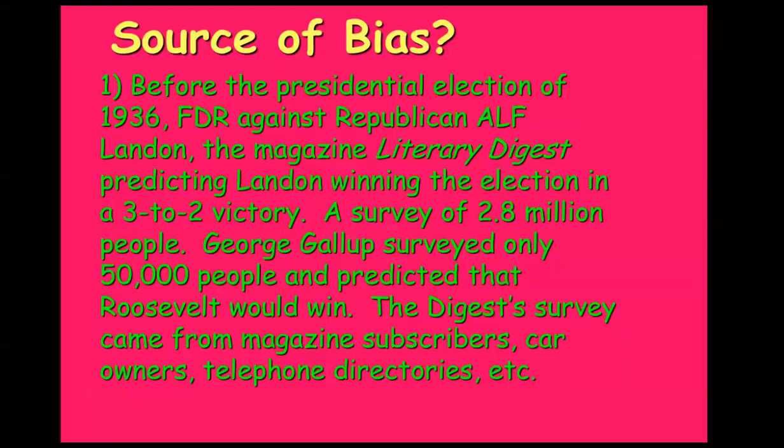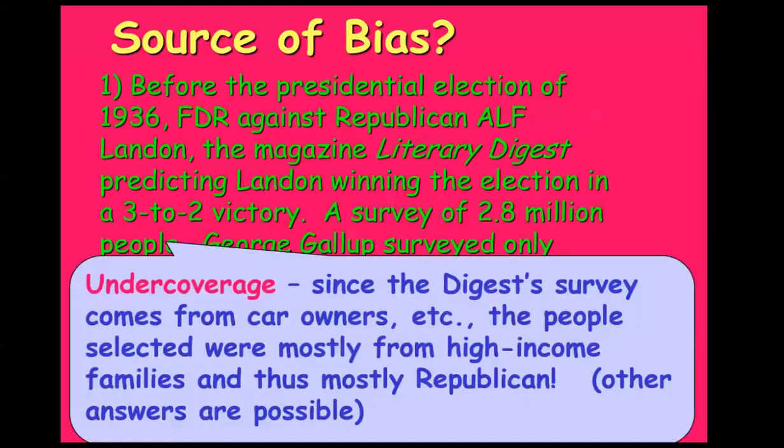It's the first time, 2.8 million versus 50,000. Nobody thought Gallup knew what he was doing. It turns out he did. The Digest surveys came from magazine subscribers, car owners, telephone directories. In other words, people that had money back in 1936, and that wasn't everybody out there. Anyways, this would be an example of undercoverage, since the Digest survey only came from high income people. And I guess back in those days, they're mostly Republican. Now, there are other ways to describe this, but this would be the most likely way to describe it.